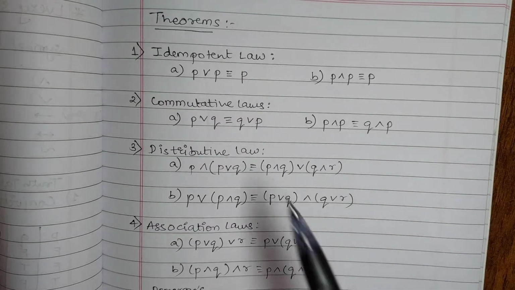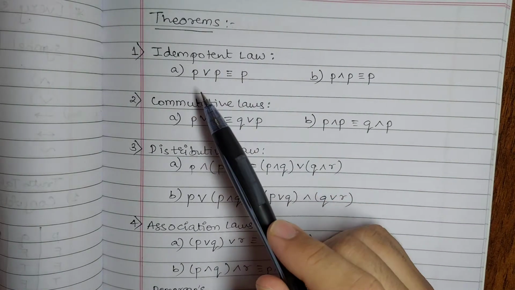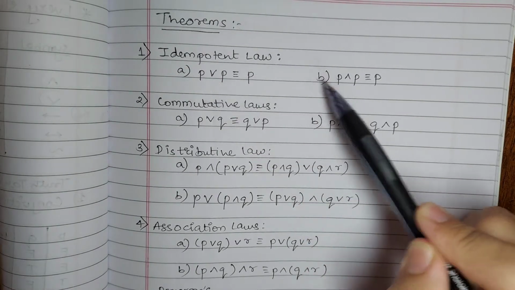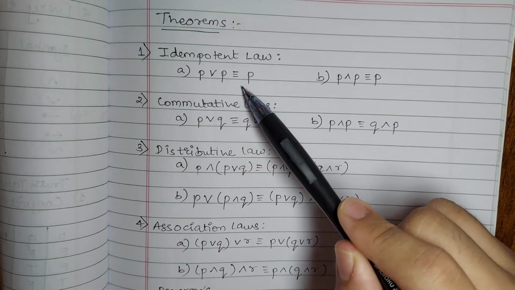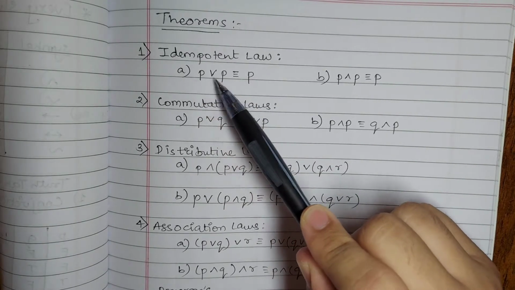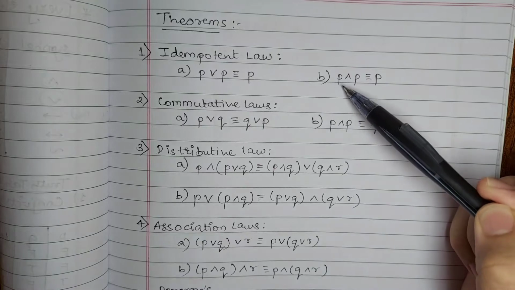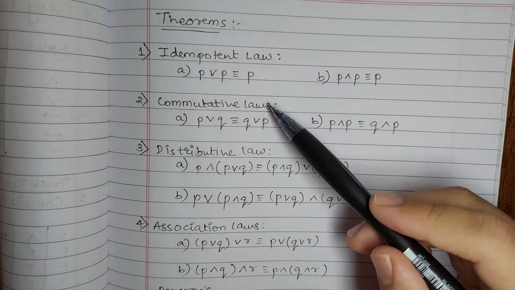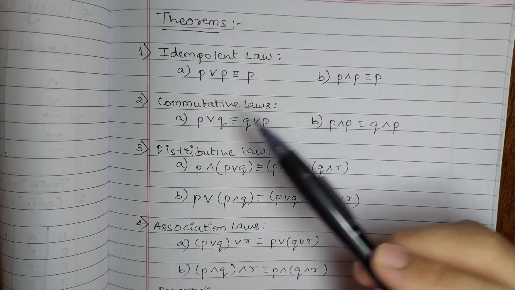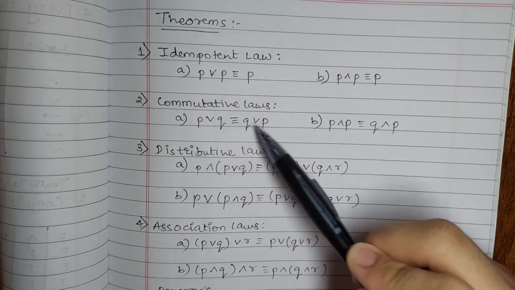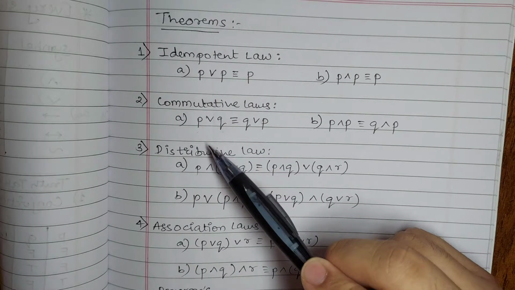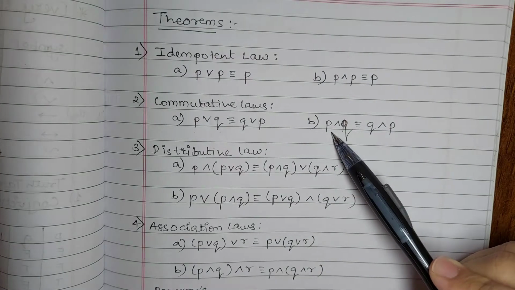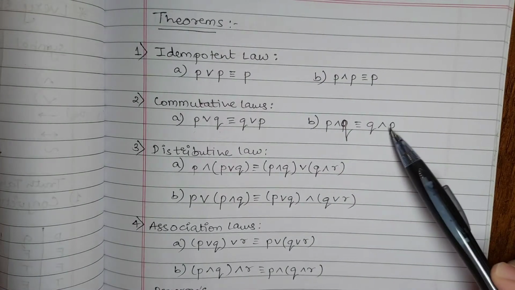So the first theorem is the idempotent law, where it implies that when a particular element is either multiplied or added with the same element, it gives us the same result. Like here, P or P equals P, and also P and P equals P. The second one is the commutative law. The commutative law proves that even if the order of the elements is changed, they remain the same. Like P or Q is equivalent to Q or P. Also, P and Q is equivalent to Q and P.